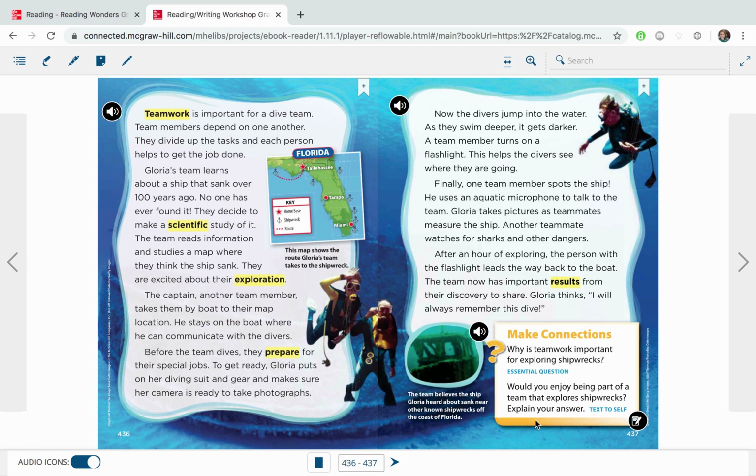I want you to talk to somebody around you on how you would feel about being an explorer. I would definitely want a team that's a good team that will help me stay safe and to get the job done.